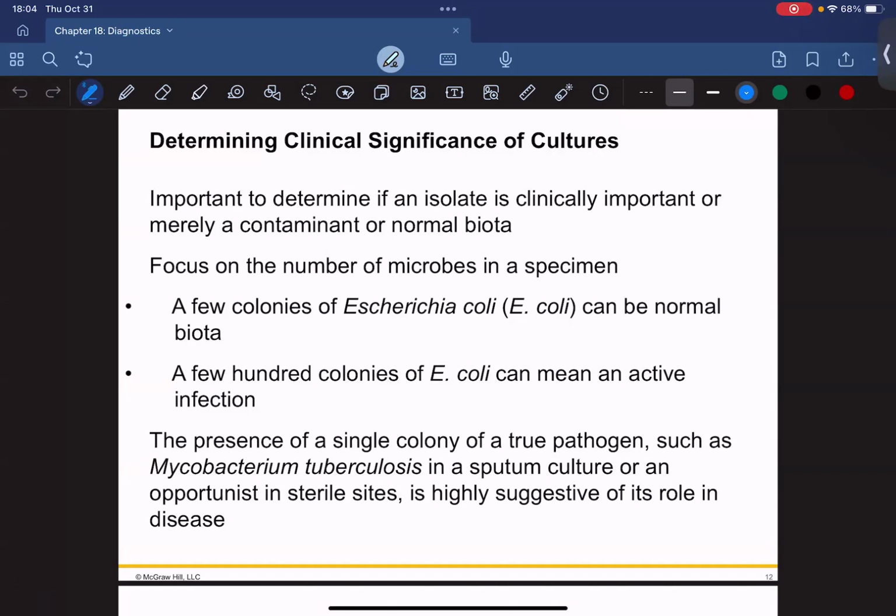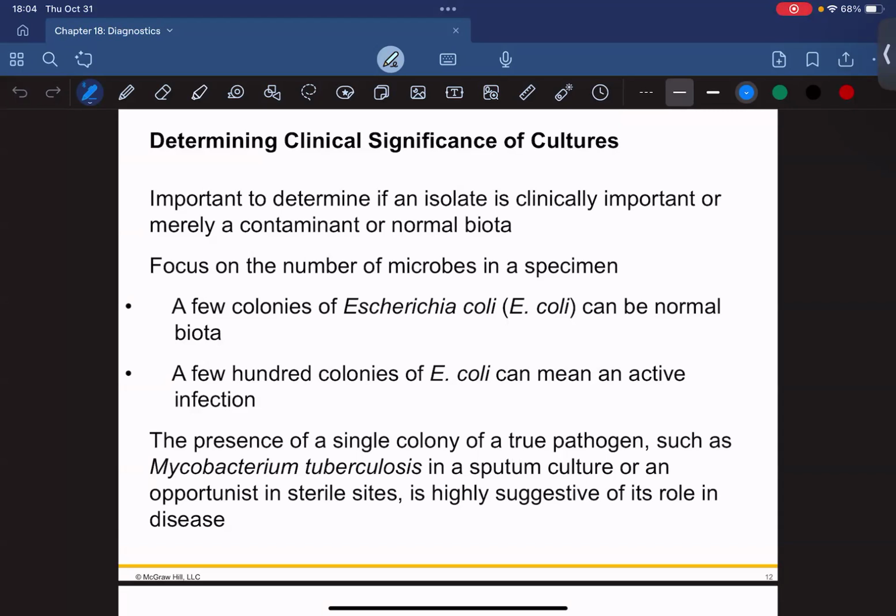Because most people have E. coli in their poop. No big surprise there. However, if it's almost all E. coli, then you've got a problem, right? We shouldn't be overgrown with E. coli. We shouldn't have that much E. coli in our system. So looking at what you expect in your normal biota versus what you're seeing in your sample can help you predict what infection is going on as well.